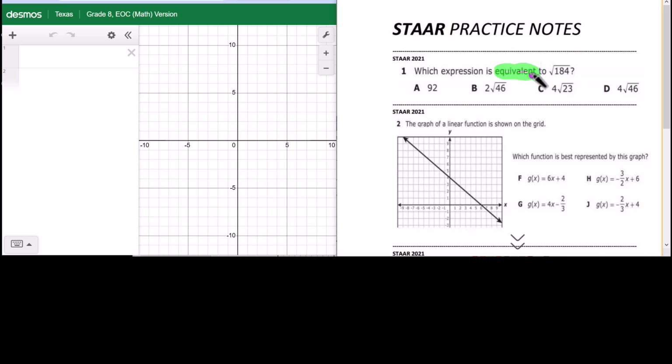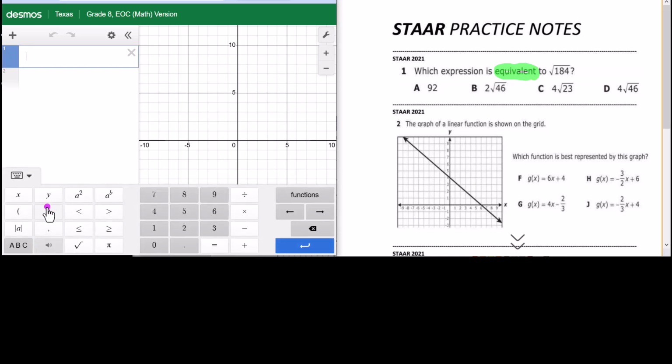Anytime you see this word equivalent on the STAR test and you have a multiple choice question, know that many times you can use Desmos to help you. So basically here it's asking which one of these multiple choices is equivalent, is the same as square root of 184. So I'm going to click my calculator. I'm going to click square root and I'm going to write 184 and I get this value. Off the bat, I know that's not going to be letter A because letter A is 92.